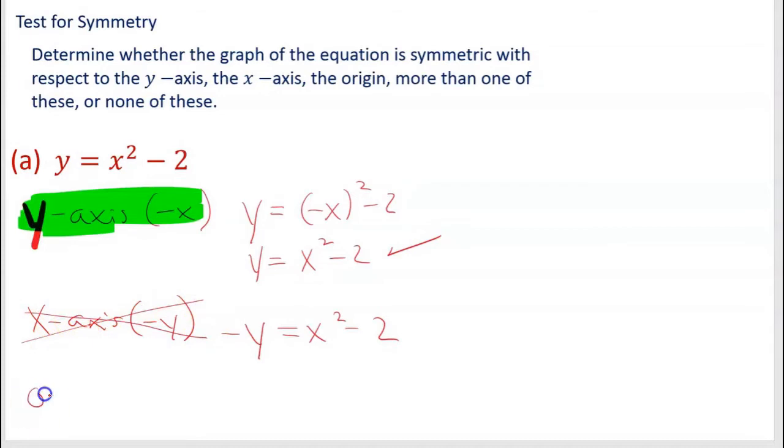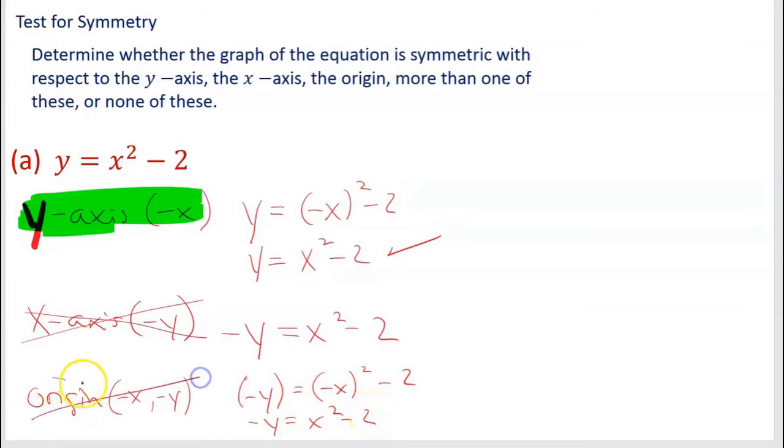And then let's just check for origin symmetry. Now, origin symmetry means you plug in negative x for x, and you plug in negative y for y. You do both. So I've got -y = (-x)^2 - 2. That gives me negative y on the left, positive x^2 - 2 on the right. That doesn't simplify any further, and it doesn't give us the original function, so this does not have origin symmetry either. So we can say this has y-axis symmetry. Now, so we're used to the idea.